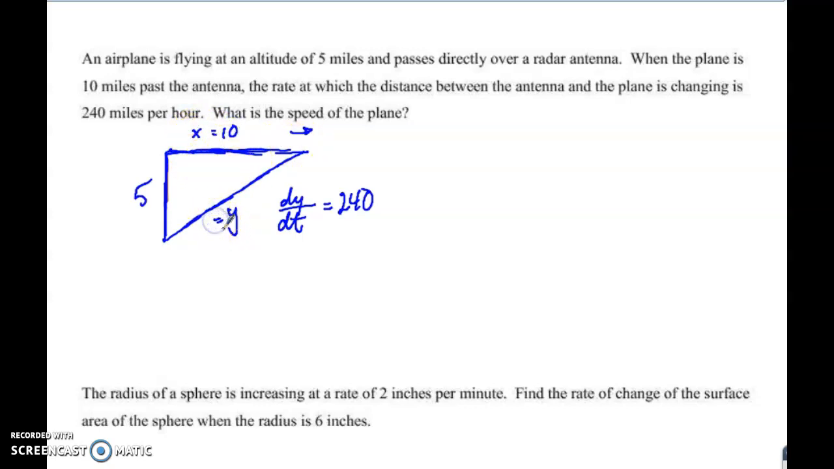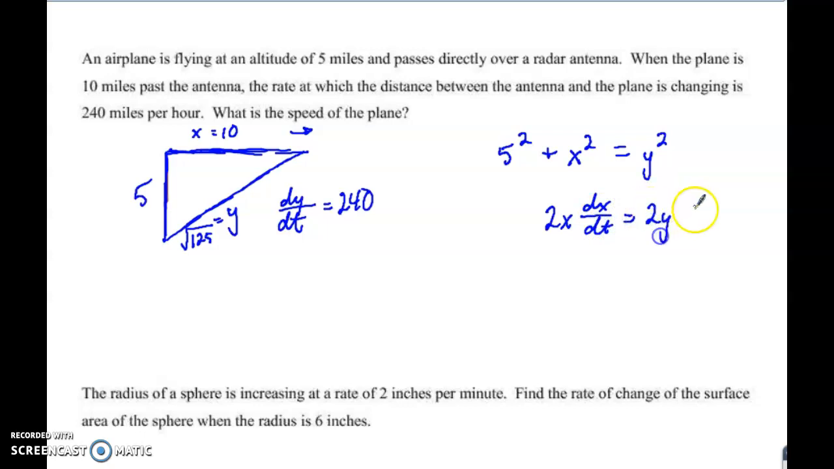So what you would want to do is use the Pythagorean theorem to figure out that y, this value, would be the square root of 125. 5 squared plus 10 squared would equal this. So you could set up your Pythagorean theorem. 5 squared, that's a constant, plus x squared is equal to y squared. So 5 is not changing. Once that happened, that happened. So the derivative of the left side would be 2x dx dt. And on the right side, it would be 2y dy dt.